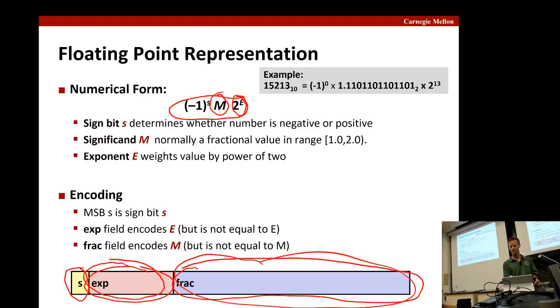You can represent things like the course number 15-213 in base 10 in this expression as minus 1 to the 0 with a significand of the bit pattern shown there, and the exponent of 13. One important point I should have mentioned is that the significand is normally, and you'll see why that's a pun in a little bit, a fractional value in the range between 1 inclusive and 2 exclusive.